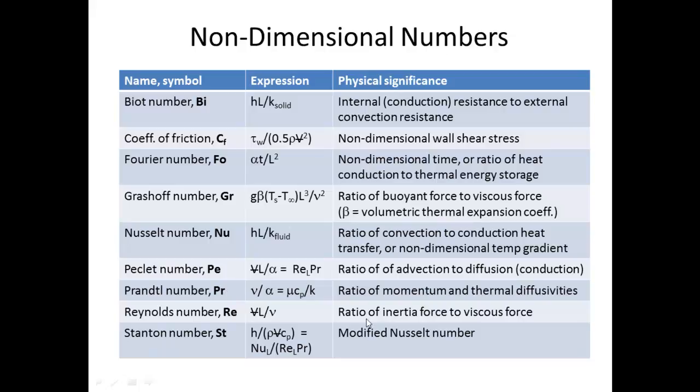Reynolds number is the ratio of inertial force to viscous force, as we have seen earlier in this lecture, and it is used to assess whether a flow is laminar or turbulent. It is also used to calculate the friction factor and the Nusselt number. Finally, the Stanton number is a modified Nusselt number, as we have seen in the previous slide. So these are a few non-dimensional numbers which will be useful for our study of convection.